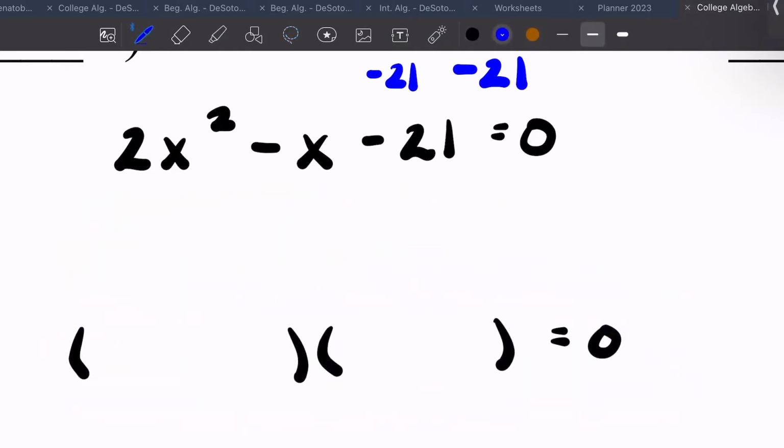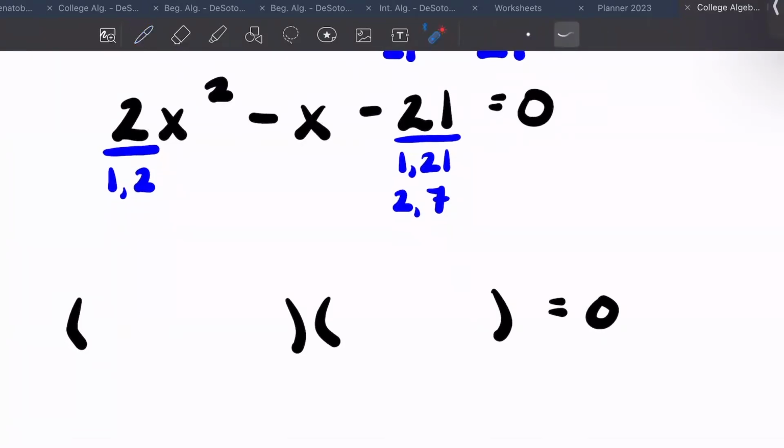I'm just going to do trial and error. I have 1 and 2. And for 21, I have 1 and 21, 2 and 7. And I need these to add to give me -1. So I only have one option for these two blanks. I have to use 2 and 1. Those are the only two factors of 2. So I'm going to say 2x and x. And I need these to add to -1.